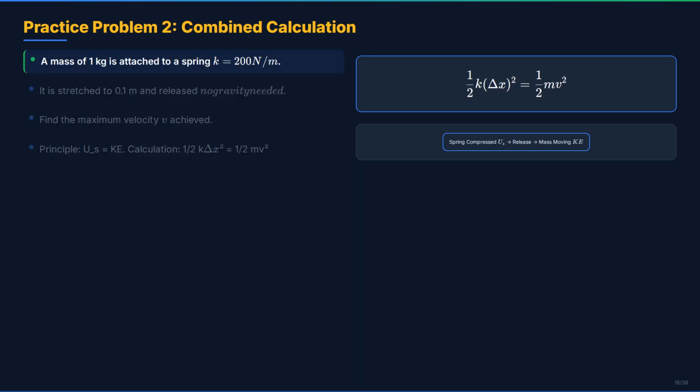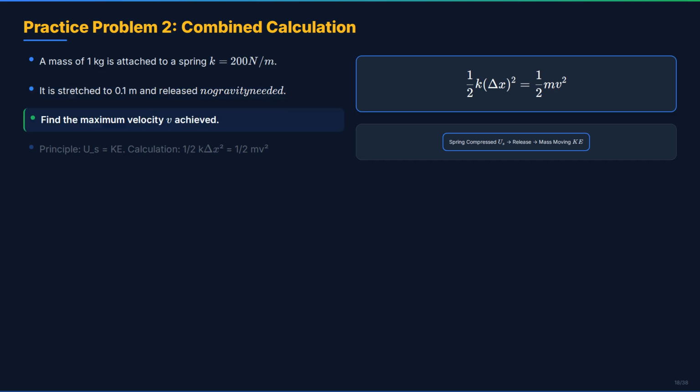This one combines elastic and kinetic energy. The stored energy in the spring is the total energy available to launch the mass. First, calculate the stored energy: 1/2 * 200 newtons per meter * (0.1 m)² = 1 joule. This is our total energy.